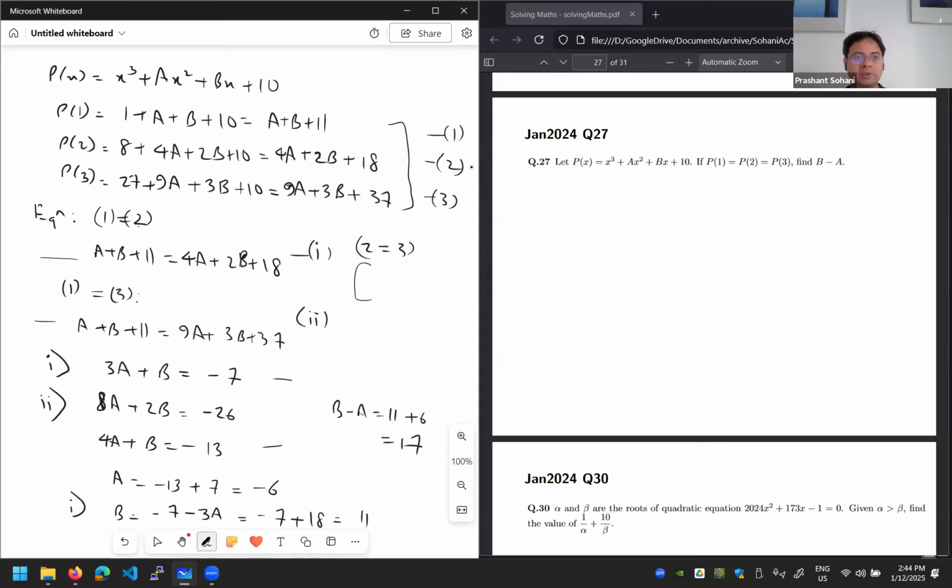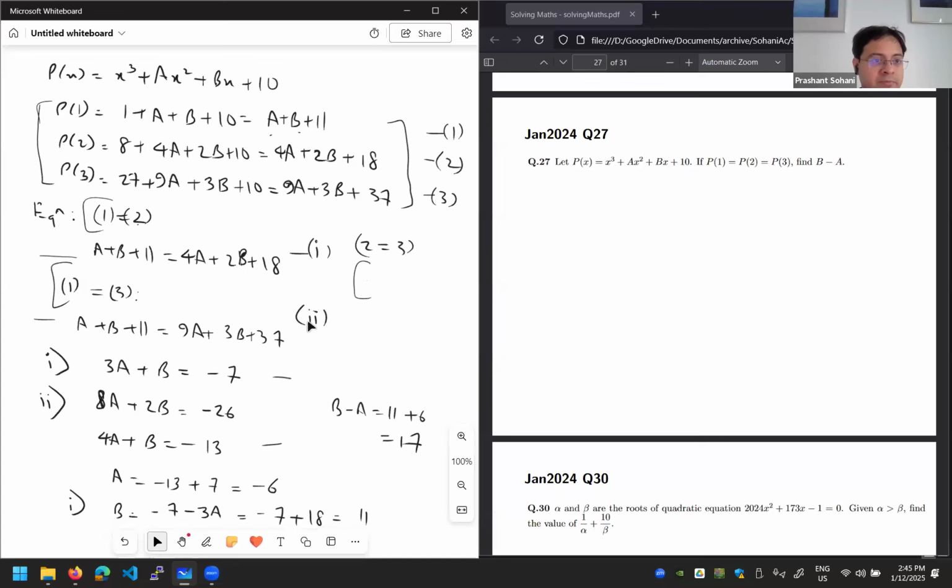Okay. So again, very straightforward question, I think. Just substituting the values and understanding that we have two unknowns. So if we have two unknowns, we expect two equations, right? So that we get that easily. So yeah, hopefully you should be able to use this to save time.